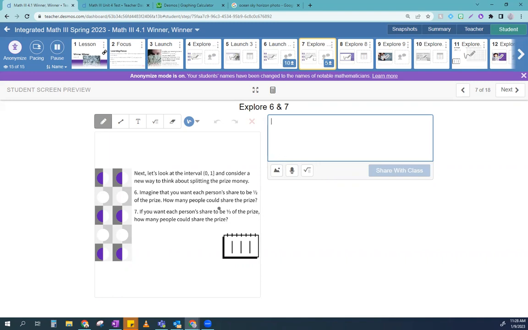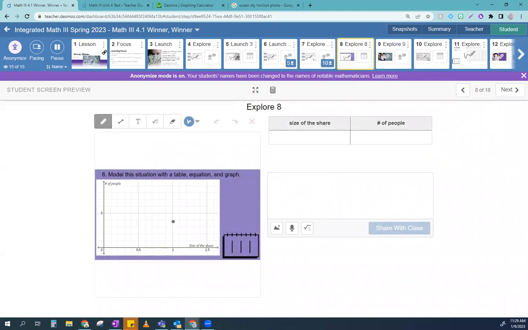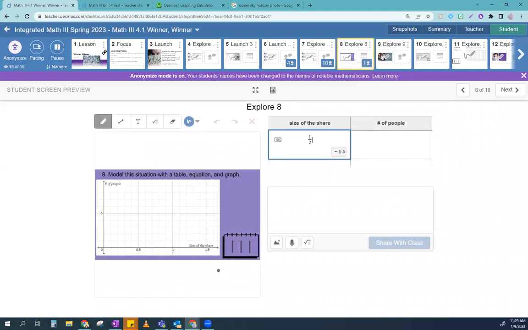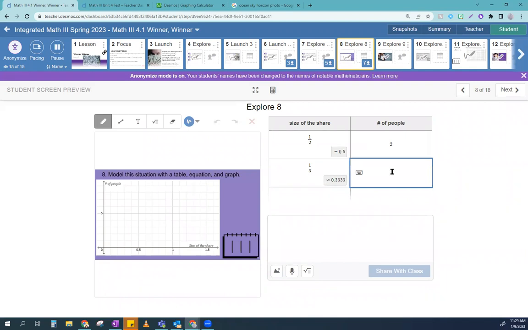Okay, so if I wanted each person's share to be half of the prize money, how many people could share the prize? Yeah, exactly, 2, right? If I wanted it to be a third, how many people would share? Very good, it would be 3. Okay, now here's a weird question. Are you ready? If I wanted it to be half, then this would be 2. If I wanted it to be a third, then it would be 3. So if I wanted half the share, then I would go 2. If I wanted it to be a third, which looks like it's here-ish, then I would go here.